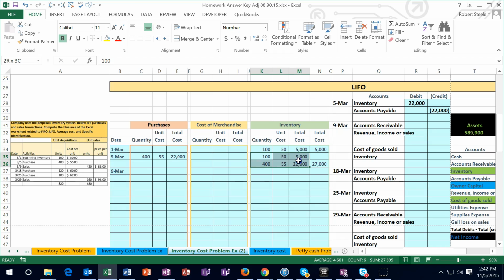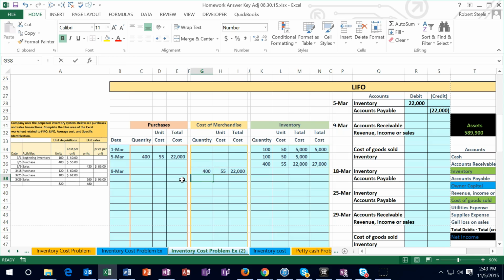Which ones did we sell first under this assumption being LIFO, last in, first out? The last ones in were these 400 at 55. We're assuming we sold the $55 ones first. So we're going to say of the 420 sold, 400 in this case we're saying came from the $55 ones. We sold the more expensive ones in a period of rising prices, which is usually what happens. So I'm going to say this equals the 400 times the 55.